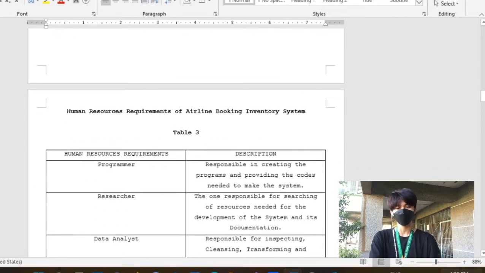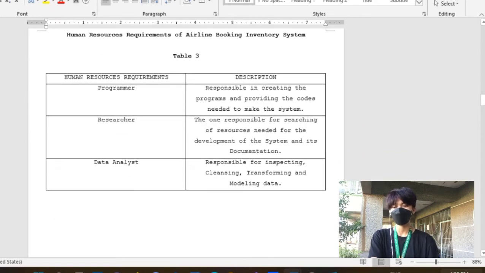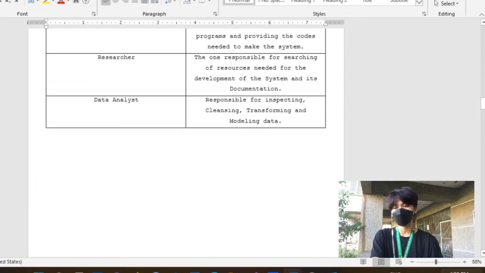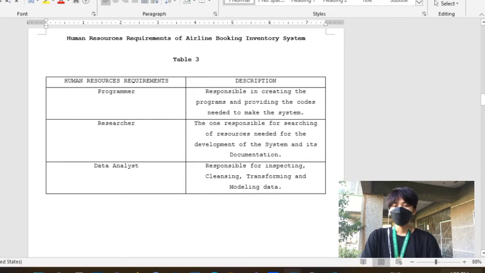In table 3, we discuss the human resources requirements of the airline booking inventory system. The table shows the requirements and their description. I didn't include the description here because it's already included in the table.